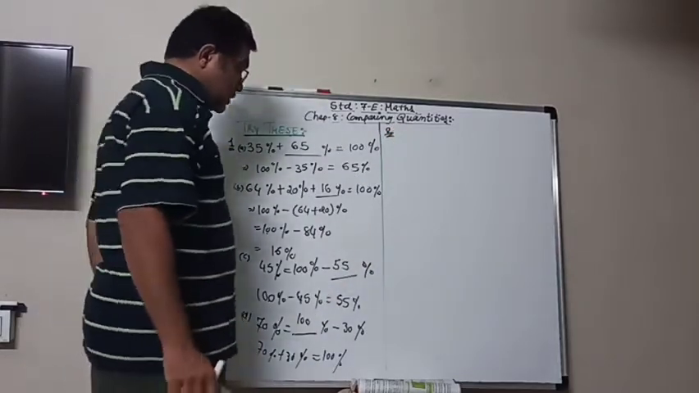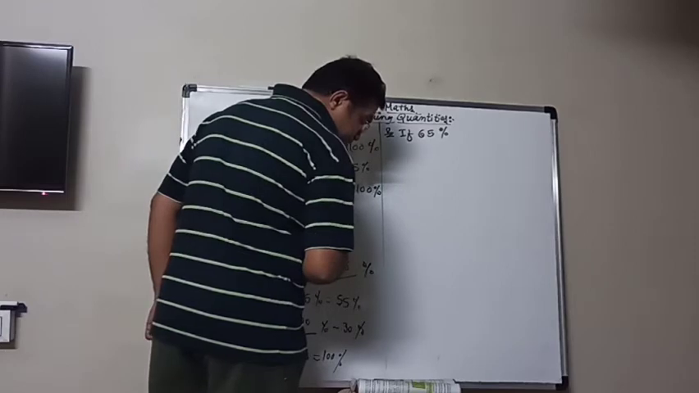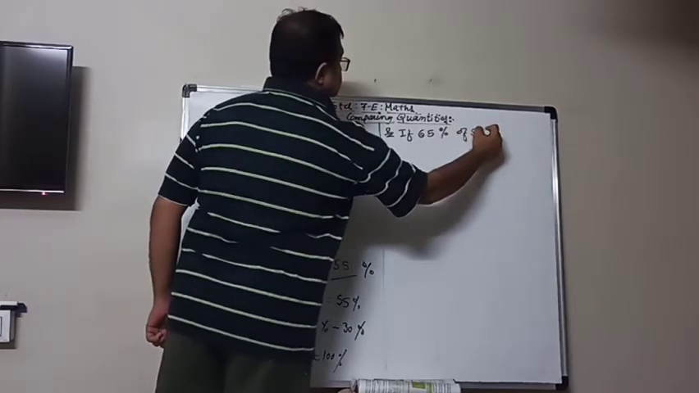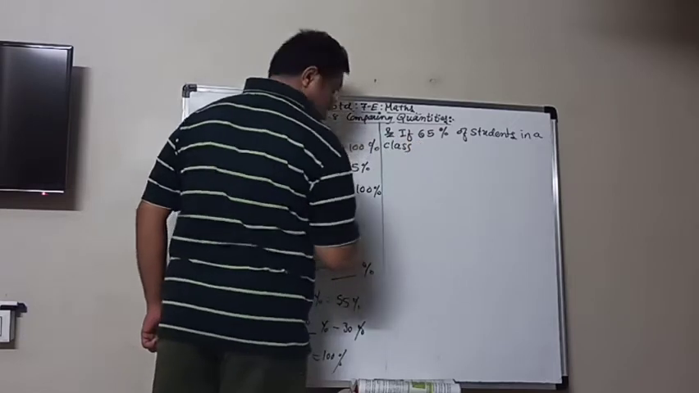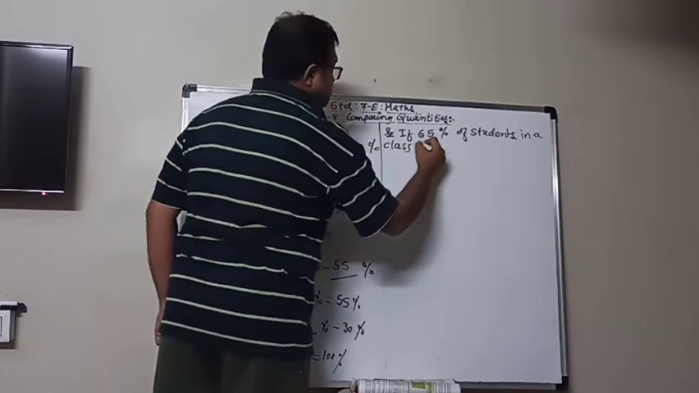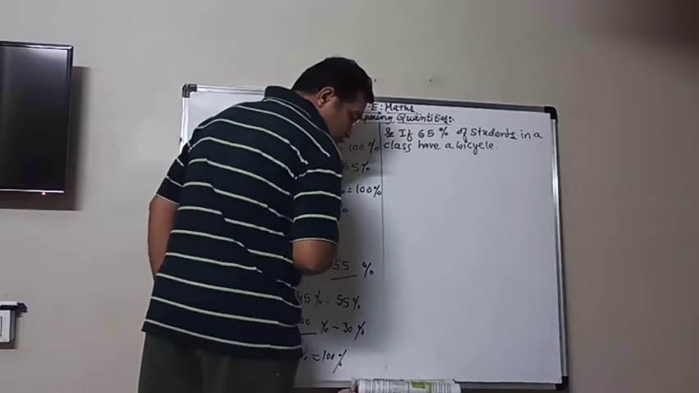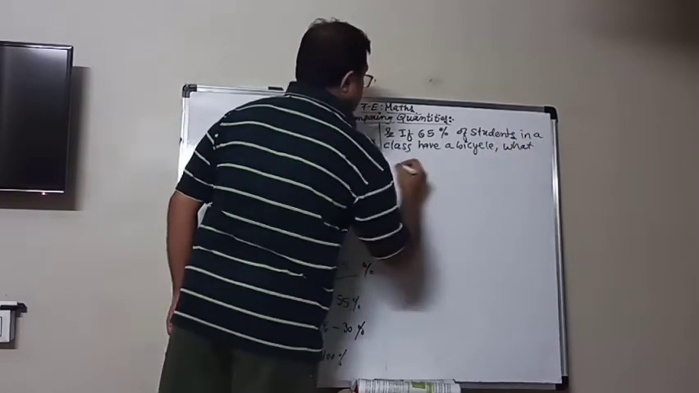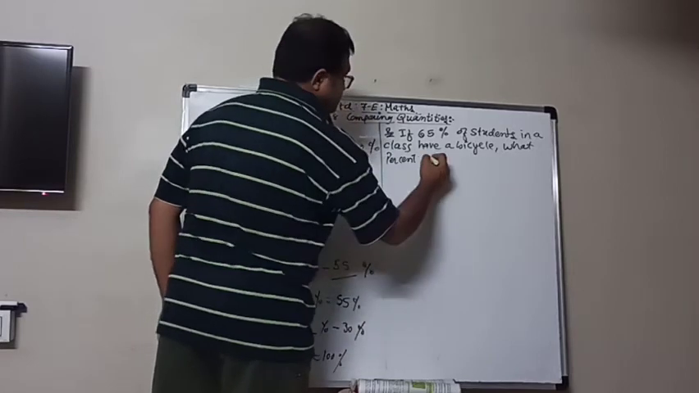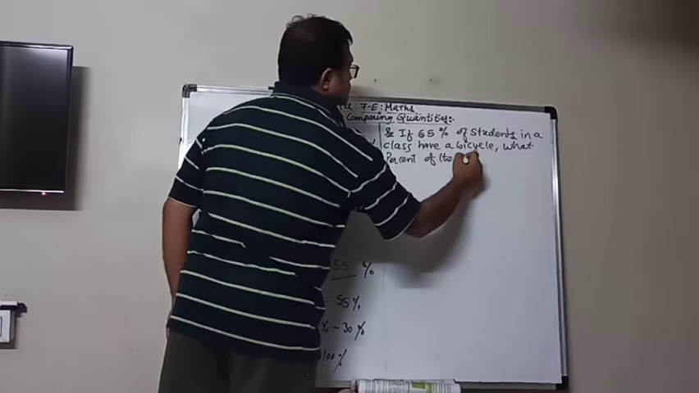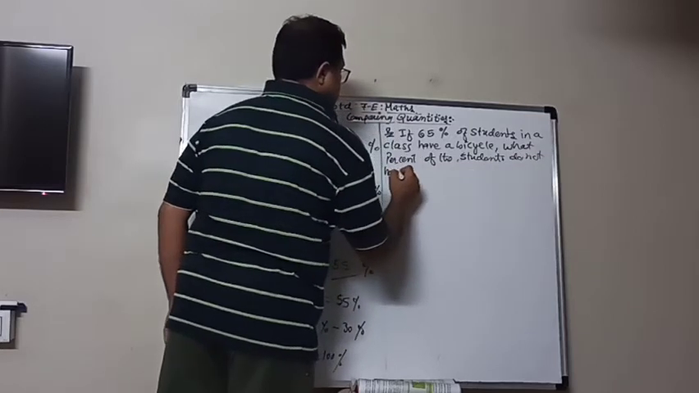Second question. If 65% of students in a class have a bicycle, what percent of the students do not have a bicycle?